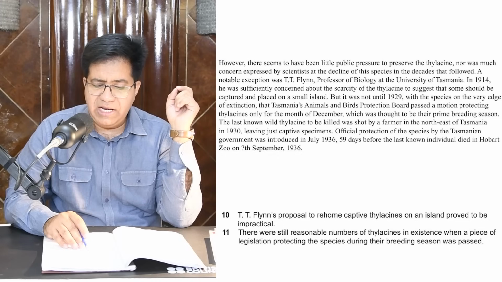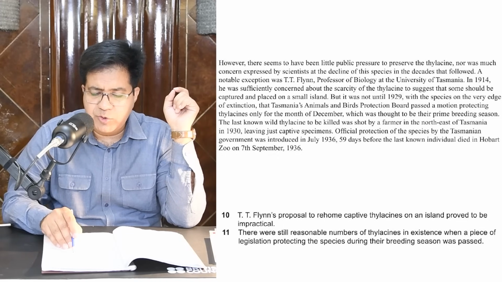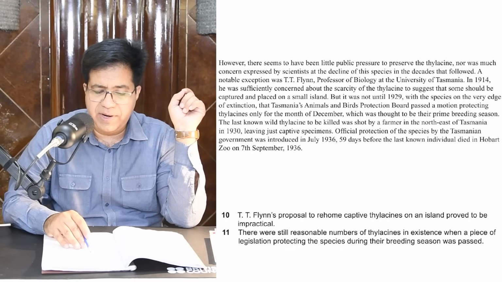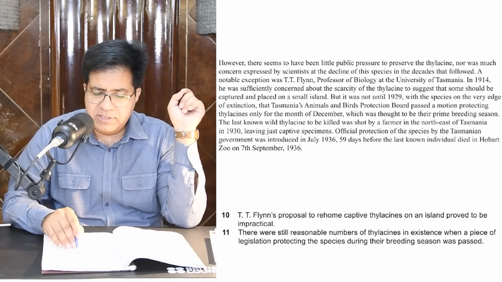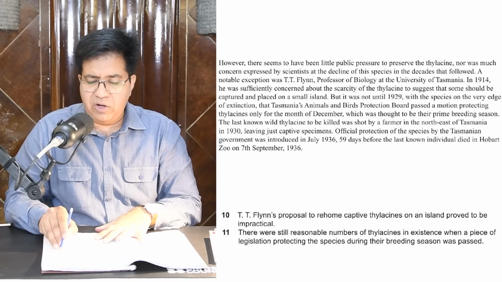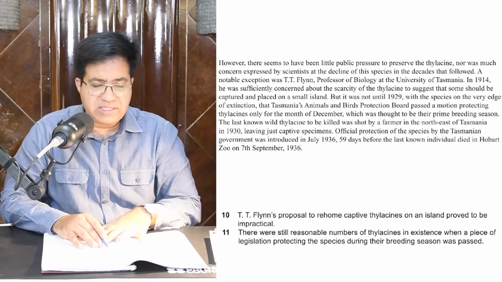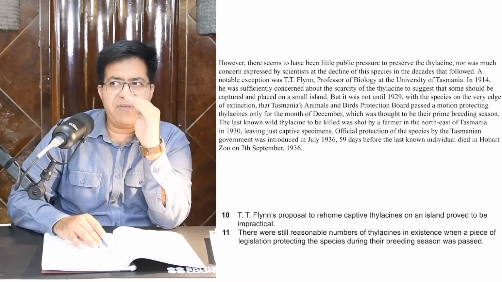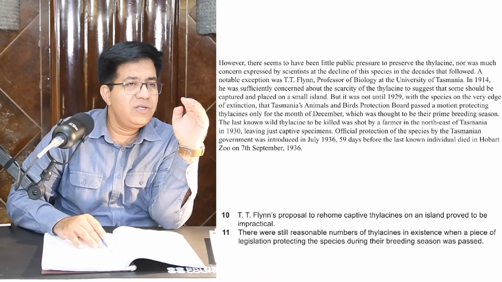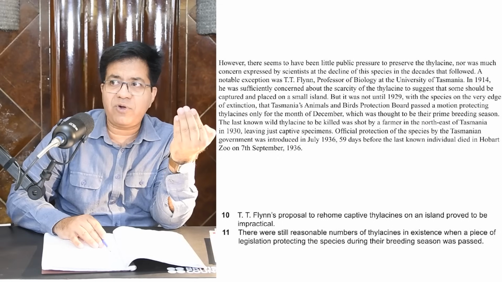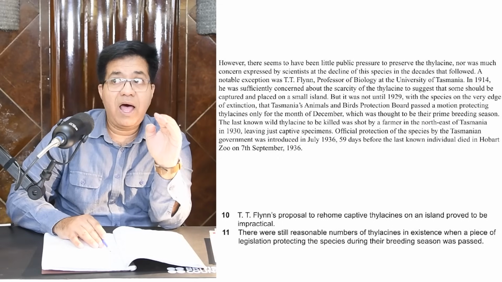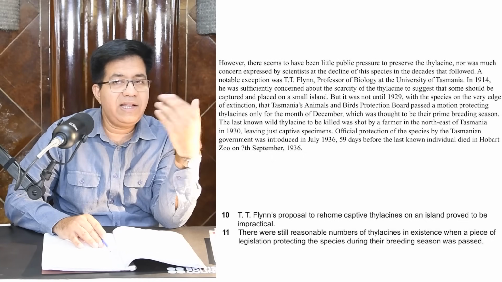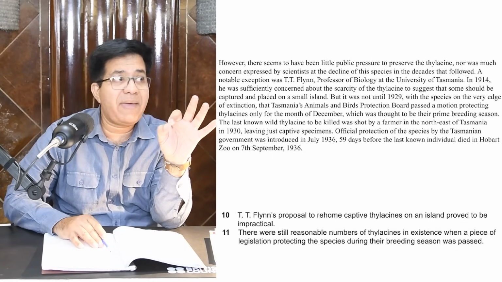Okay, now I'm reading from here, but it was not until 1920. I'm reading from the middle, same paragraph, second last from the middle, 1920. But it was not until 1920, with the species on the very edge of extinction. Now tell me, when an animal species is at the very edge of extinction, is there a reasonable number left or an unreasonable number left? Unreasonable. Extinction means 2, 3, 5 are left and then they are going to die out.